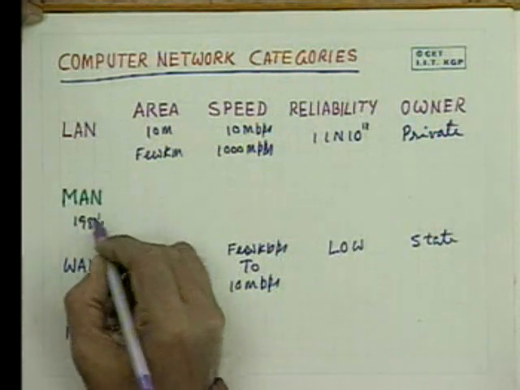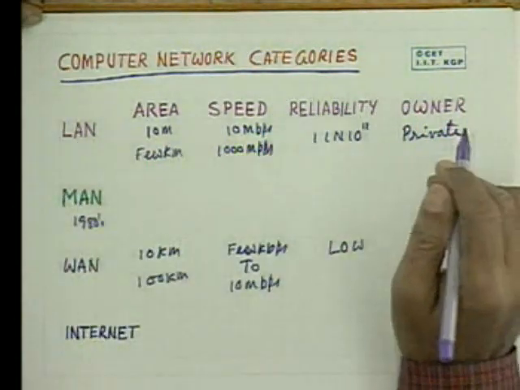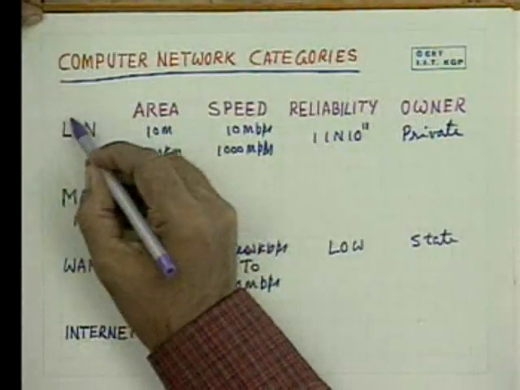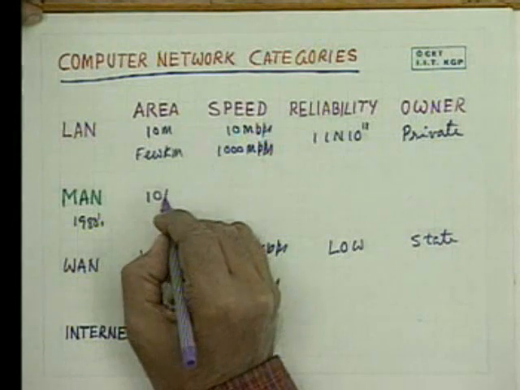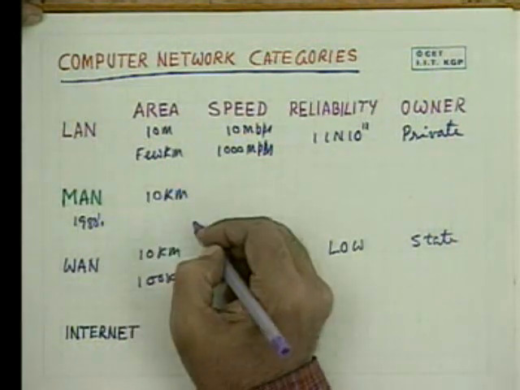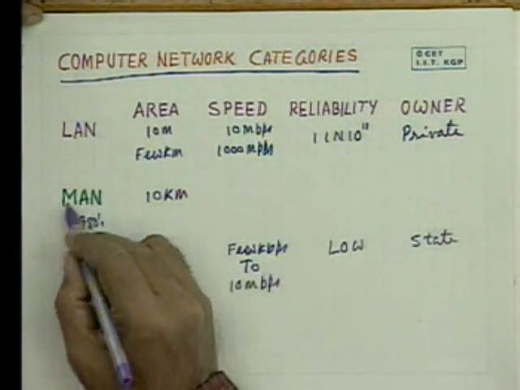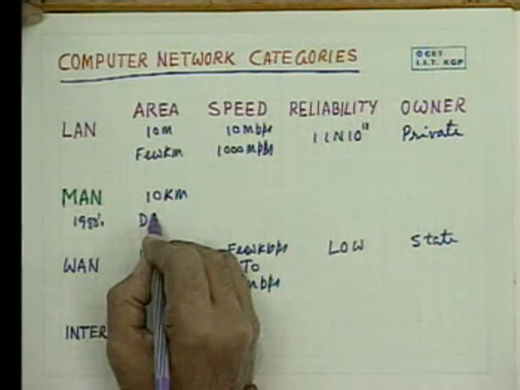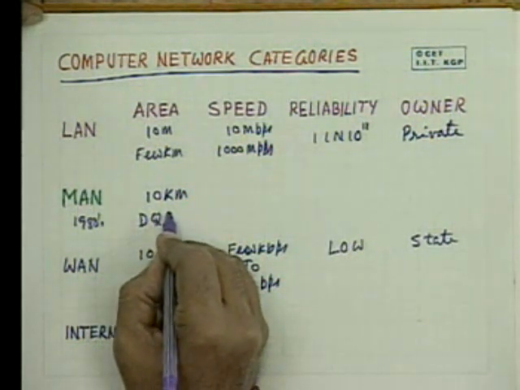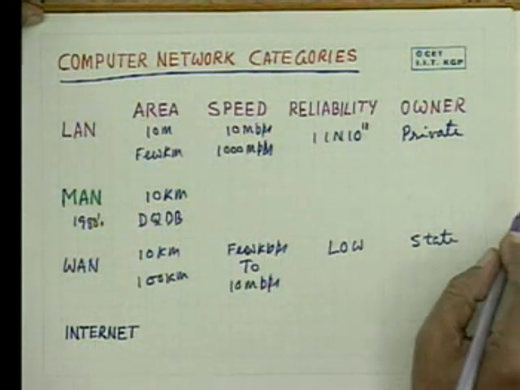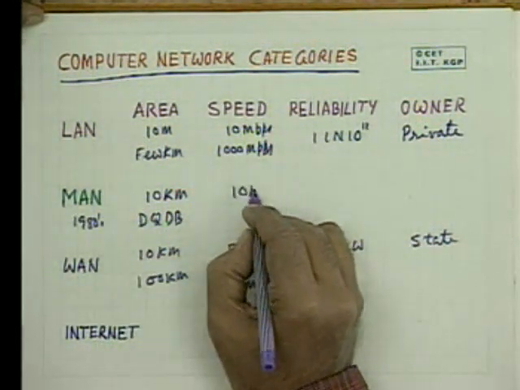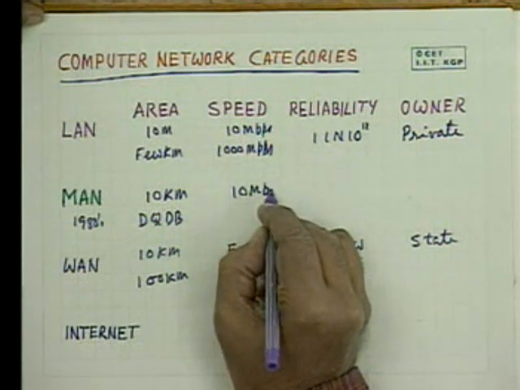And in the 1980s, the metropolitan area network was developed and proposed. Technology is very similar to LAN, but the area that it can cover can be say 10 kilometers, a complete city, and the standard that has emerged is DQDB, distributed queue dual bus, which we shall discuss in detail later on. Speed can be about say 10 megabits per second.